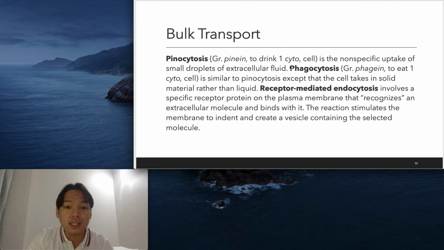Pinocytosis is a non-specific uptake of droplets of fluids found on the outside of your cell. Remember that phago means to eat. Phagocytosis is similar to pinocytosis, except that the cell takes in solid material rather than liquid. Another one is receptor-mediated endocytosis, which involves a specific receptor protein in the membrane that recognizes the extracellular molecule and binds with it. It stimulates the membrane to indent and create a vesicle containing the selected molecule.